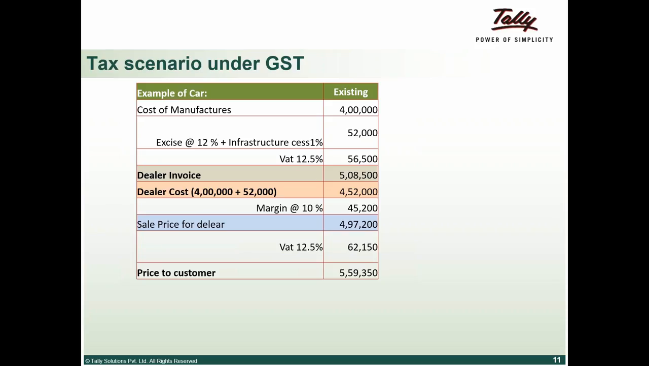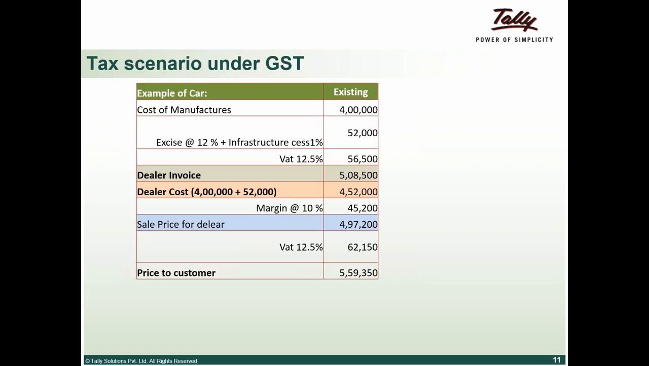It is going to be 5,08,500. Right. Now dealer has to add some margin to that, and now he has to finally sell it to the customer or the final consumer. Right. Now under this current scenario, what is going to be the dealer cost? The dealer cost is going to be the base cost, which is 4 lakh rupees plus 52,000 rupees of this excise duty and infrastructure cess that is paid. Since now he cannot claim input tax credit, it gets added to the cost.